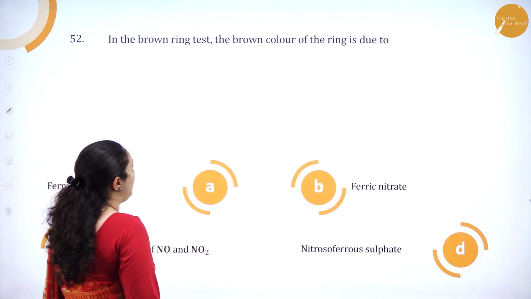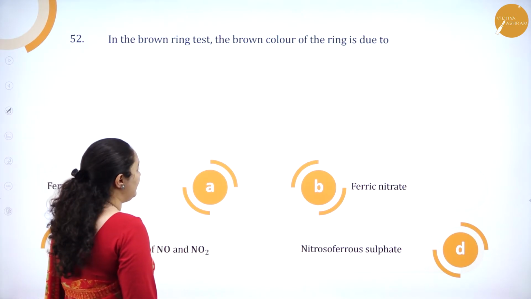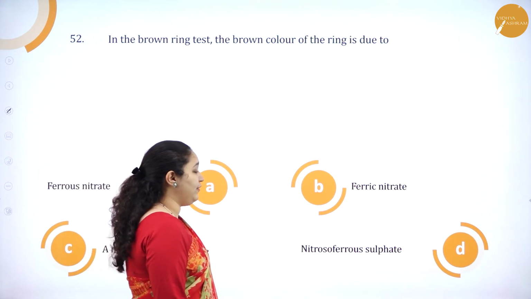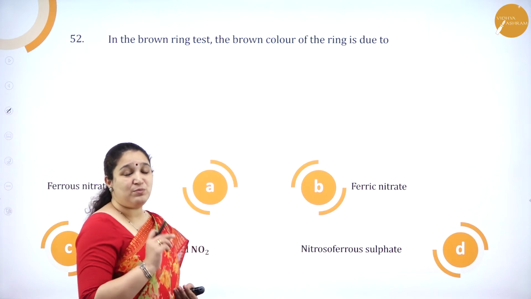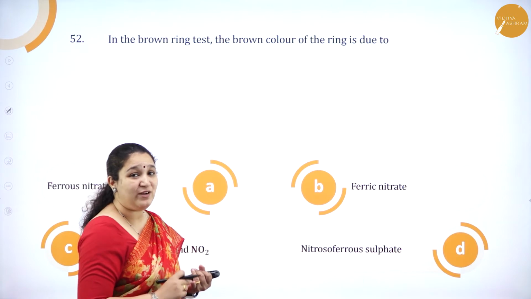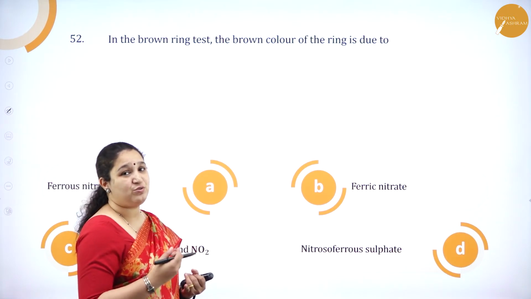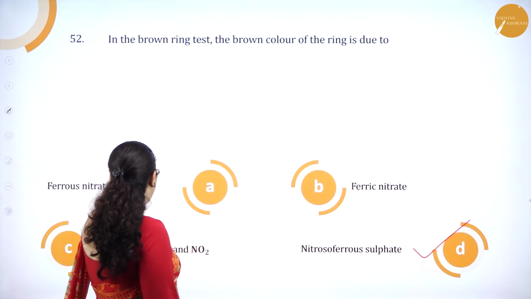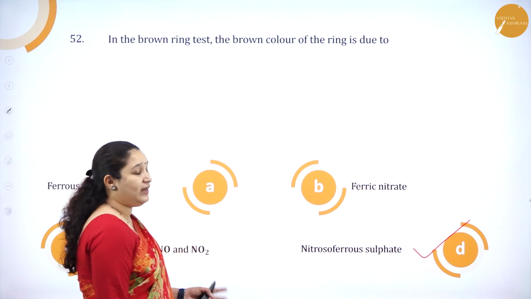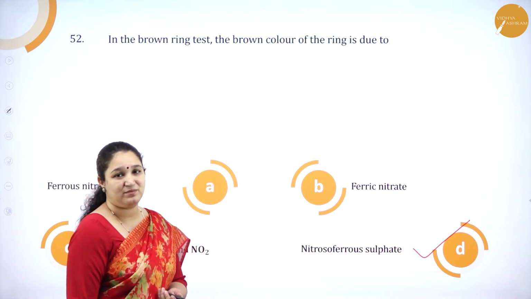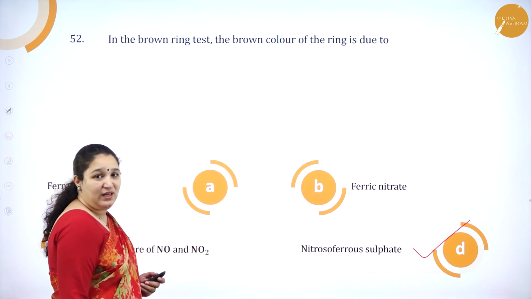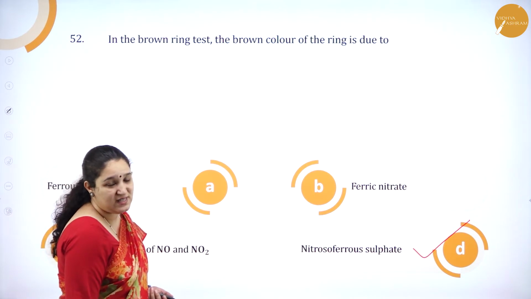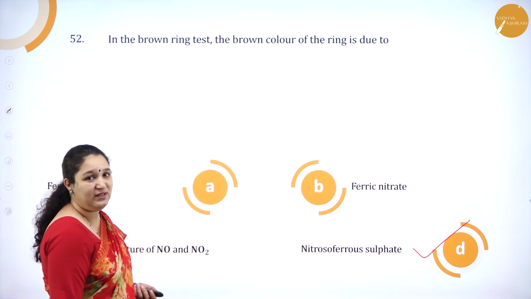In the brown ring test, the brown color of the ring is due to ferrous nitrate, ferric nitrate, mixture of NO and NO2, nitroso-ferrous sulfate. In brown ring test, the brown ring is due to the formation of nitroso-ferrous sulfate or ferrous nitroso-sulfate. So it is option D which is the correct answer. Here ferrous nitrate, ferric nitrate or NO and NO2 are not mixing to give the brown ring. Okay, you can look into the equations, you will find the correct answer, that is nitroso-ferrous sulfate is the one which is formed in brown ring test.